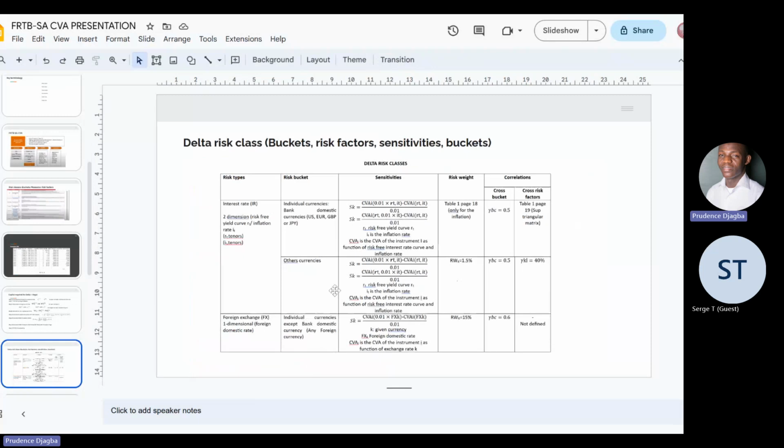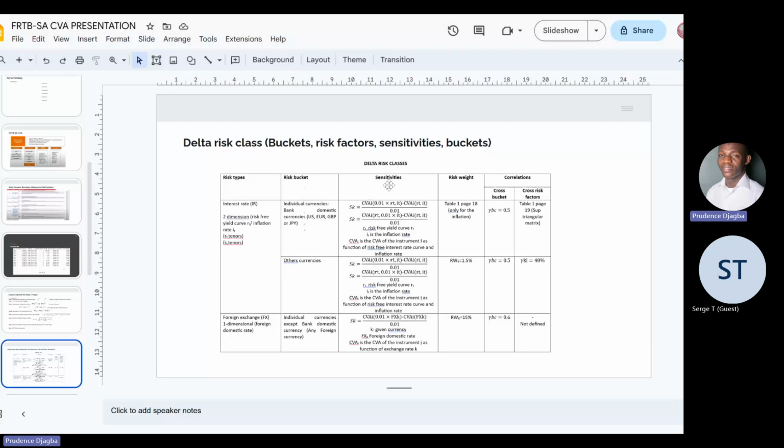Okay. Now, as I mentioned earlier, I drew just a small table from the document that we have. And in our setting, this is just an example of delta risk classes. So we are dealing with only 6 classes: interest rate, foreign exchange, and so on. If we are in interest rate, we actually have 2 dimensions on the risk type. It could be yield curve or inflation rate, or yield curve with the tenors, or inflation rates with the tenors. And the different buckets that we have here could be the bank's domestic currency or the other currencies. So the common currencies that we know are US dollar, euro, and so on.